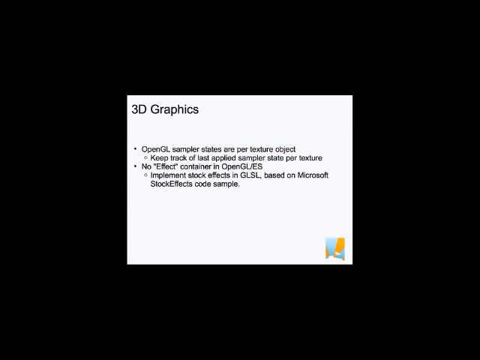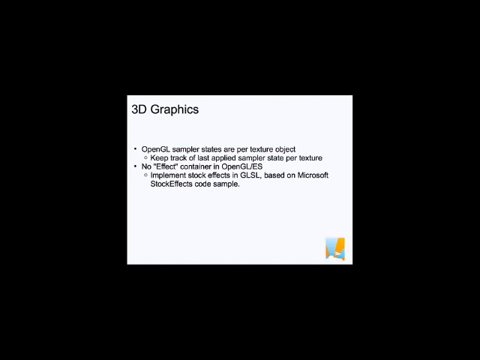Also, one important difference from XNA OpenGL is that the sampler states are per texture object and not at the device level itself. So we had to keep track of the sampler state per texture to make sure we don't set them two times or multiple times if not needed.